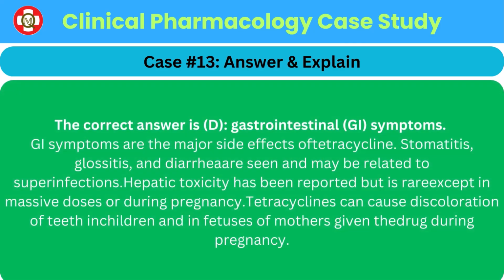The correct answer is D. Gastrointestinal, GI, symptoms. GI symptoms are the major side effects of tetracycline. Stomatitis, glossitis, and diarrhea are seen and may be related to superinfections. Hepatic toxicity has been reported but is rare except in massive doses or during pregnancy. Tetracyclines can cause discoloration of teeth in children and in fetuses of mothers given the drug during pregnancy.